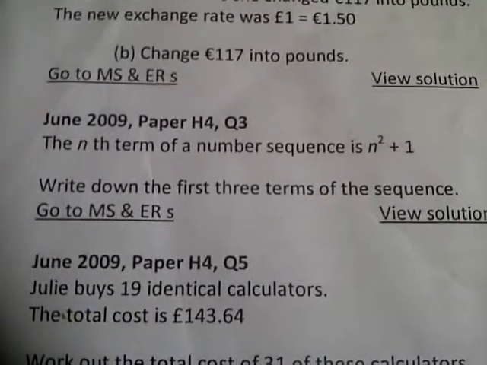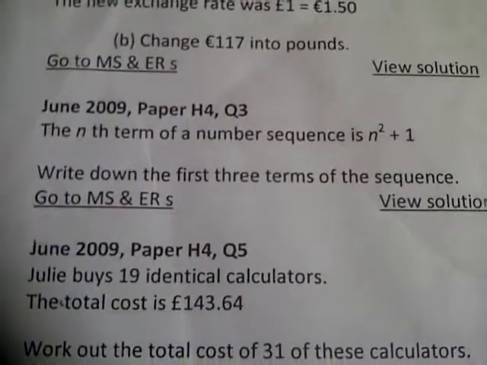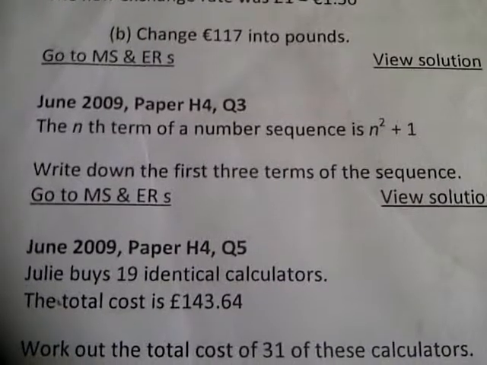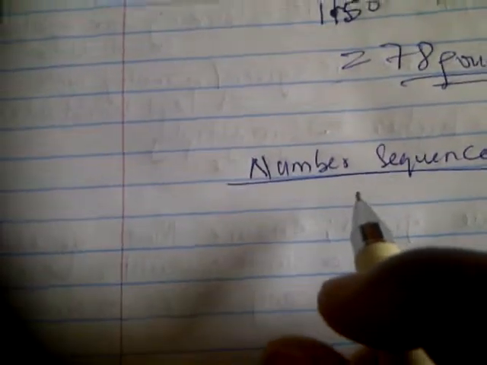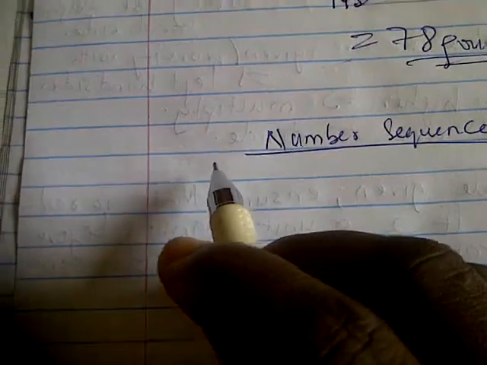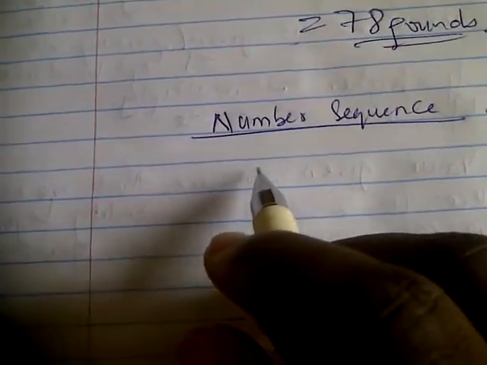Now this question says the nth term of a number sequence is n squared plus 1. Write down the first three terms of the sequence. Now this takes us to number sequence. Basically, a number sequence is a pattern of numbers, a pattern of numbers that follows a particular rule.